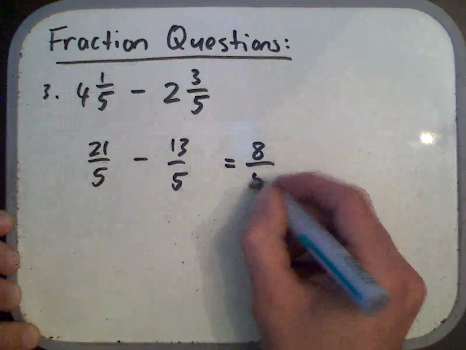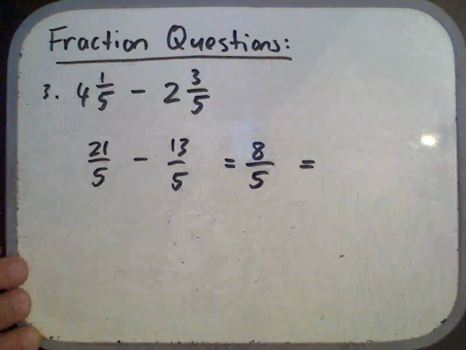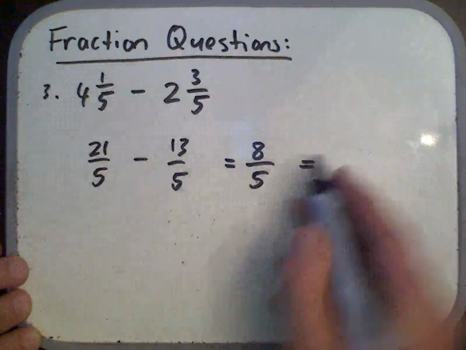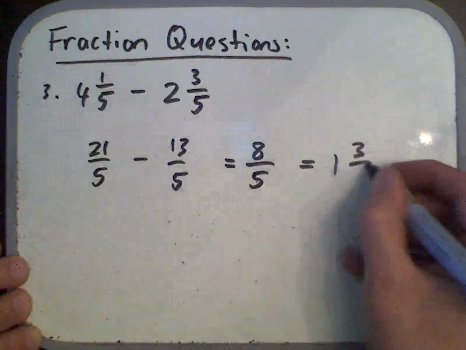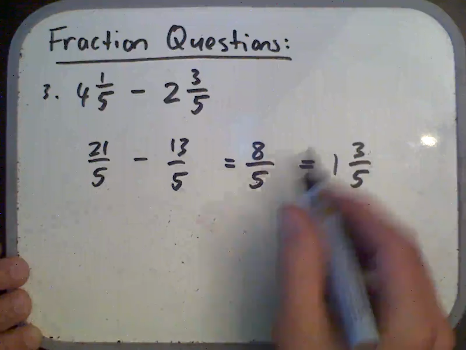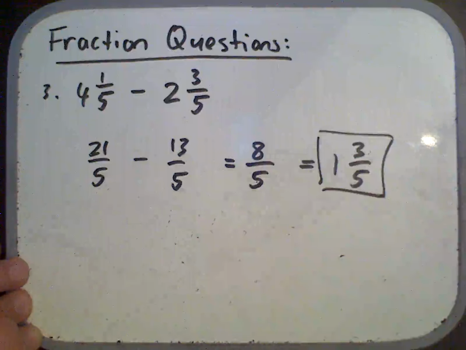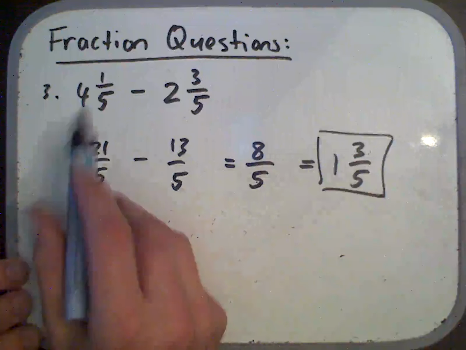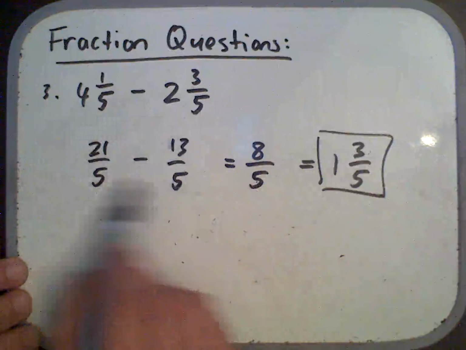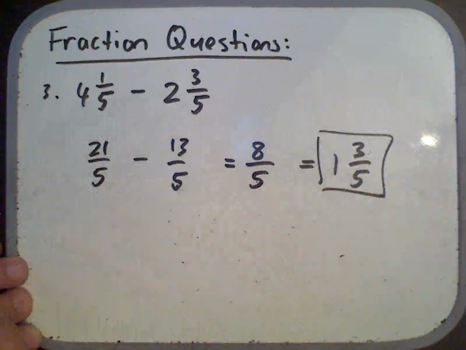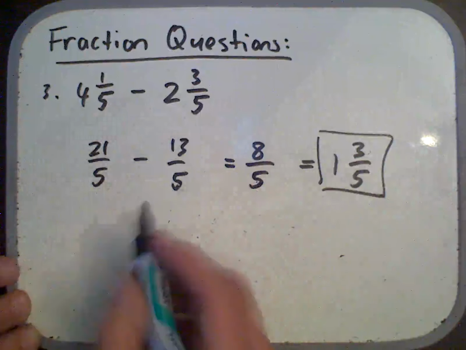Becomes 8. And if we want to change it back to a mixed fraction, how many 5s go into 8? Well, 1. And how many are left over? Well, there's 3 out of 5. And you can check. And again, that's in our simplest form. There's our answer there for 4 and 1/5 take 2 and 3/5. So the good thing is that our denominators were the same. That's what made things nice and simple.